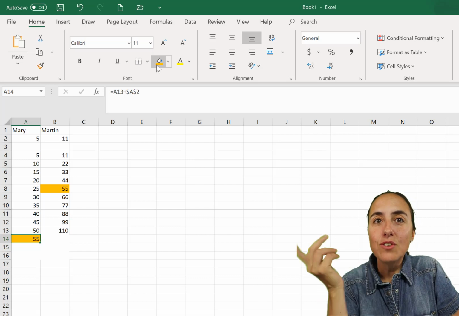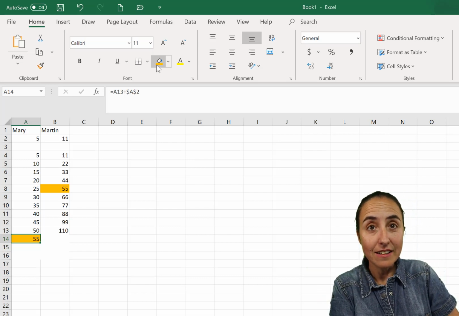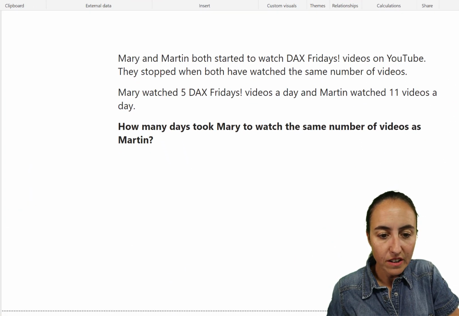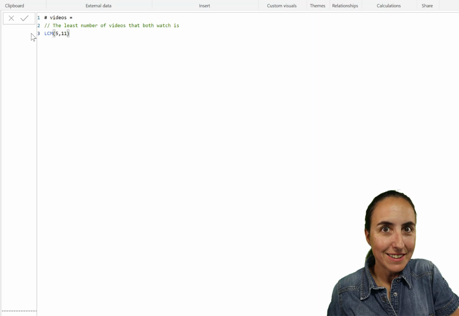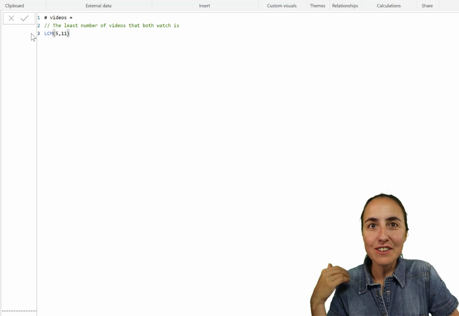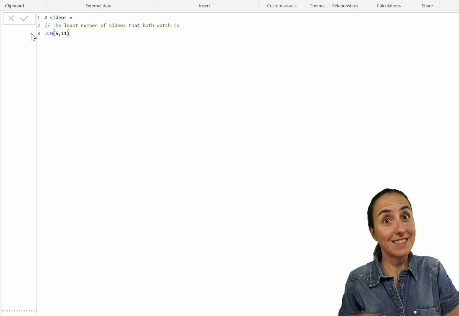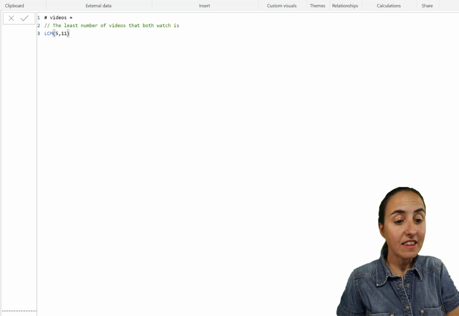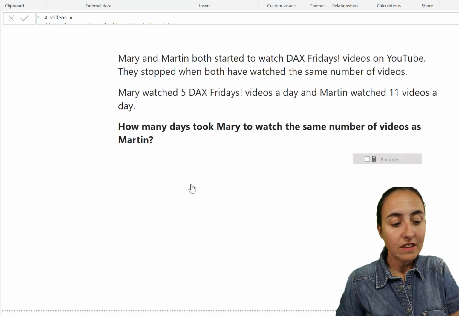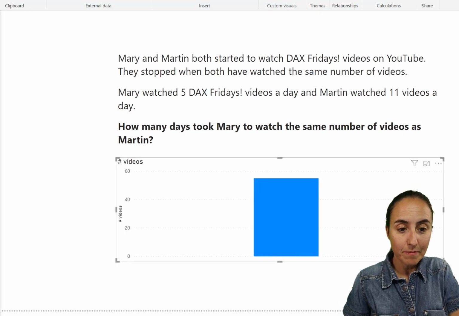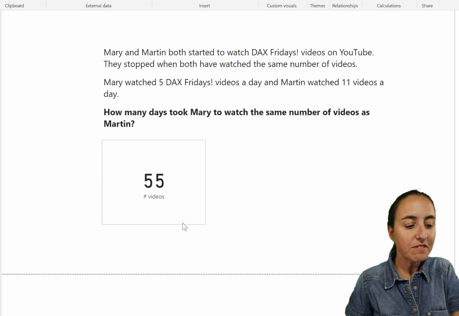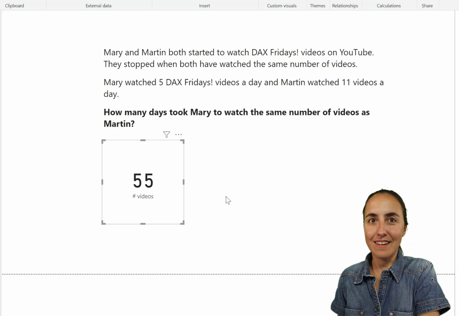Now, how do you do this instead of doing it manually like I did? How do you do it in DAX? This is how you do it. You go here to number of videos, and you use a function called LCM. LCM just finds the least number of videos that both of them watched that is the same. You put LCM, the 5 videos a day and the 11 videos a day from Martin. And this is going to give you that the number of videos they both watched is 55.